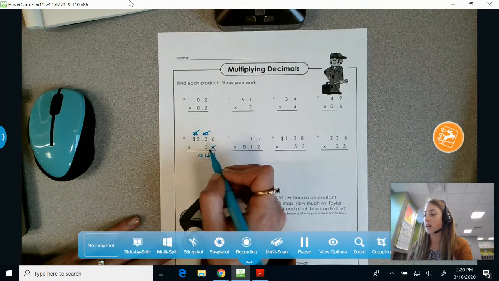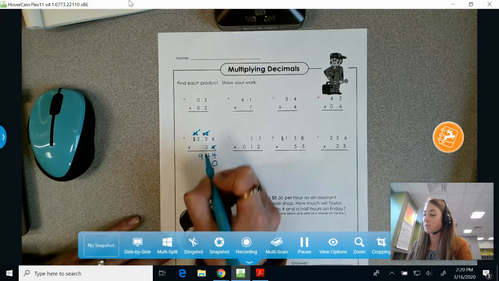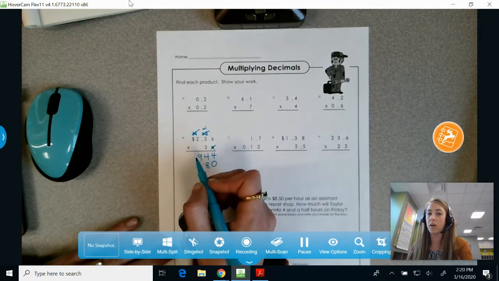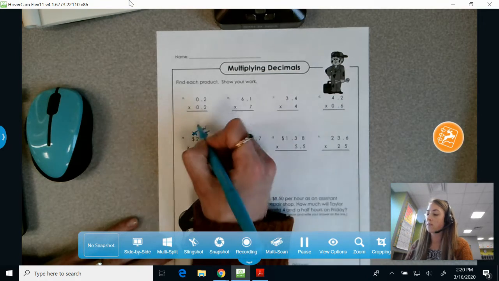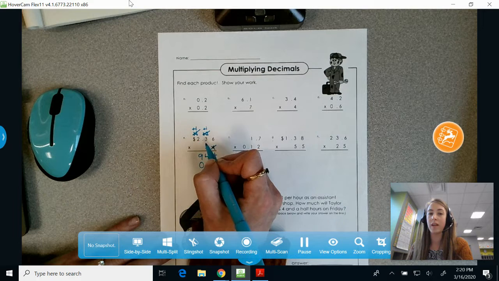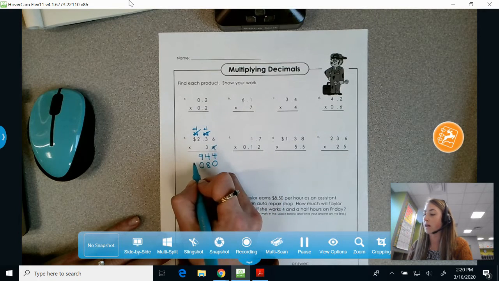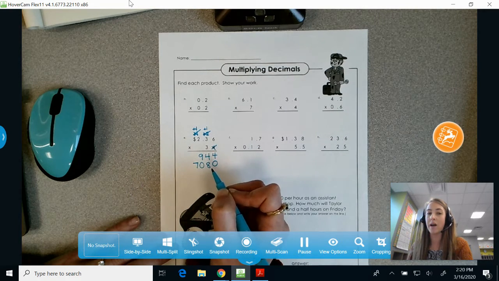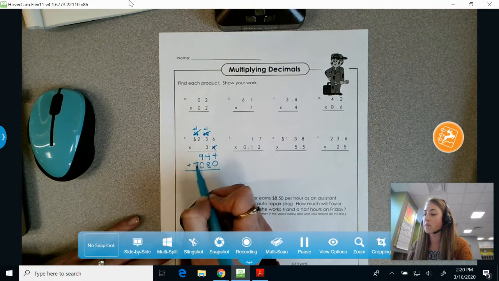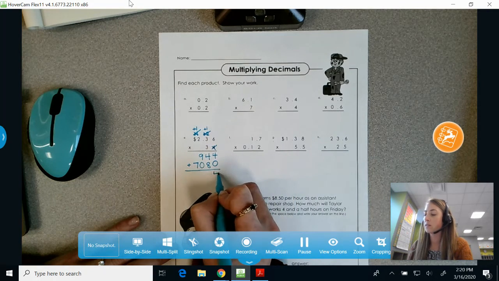Now I've got 3 times 6 is 18. Again, carrying that 1. 3 times 3 is 9, plus 1 is 10. Carrying my 1 again. 3 times 2 is 6, plus 1 is 7. And now I'm ready to add. So adding everything I got in my ones and everything in my tens.